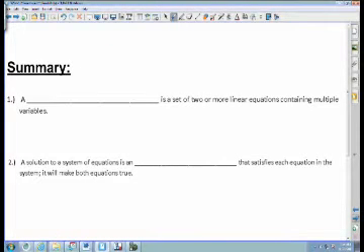Okay, the summary portion right here. A system is a set of 2 or more linear equations containing multiple variables. A solution to a system of equations is an ordered pair that satisfies each equation in the system. It will make both equations true.